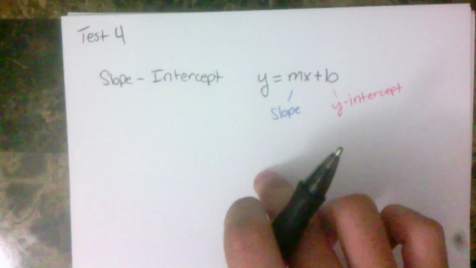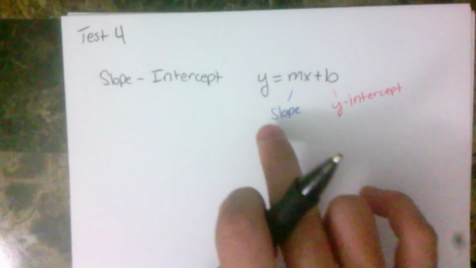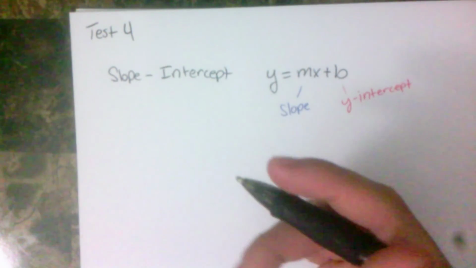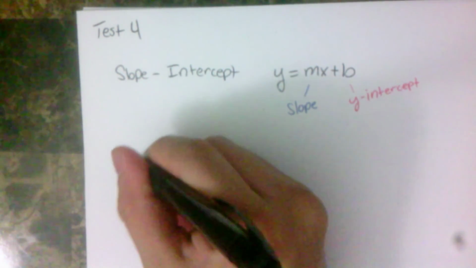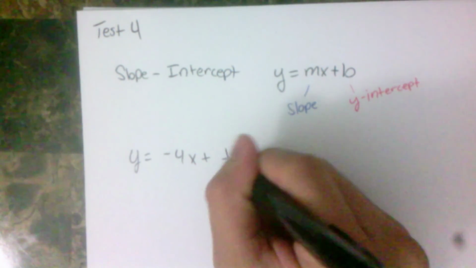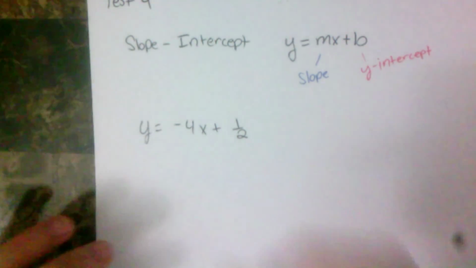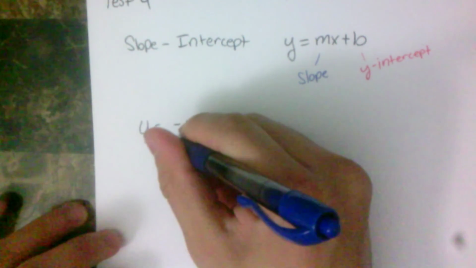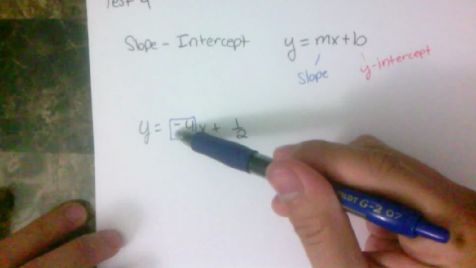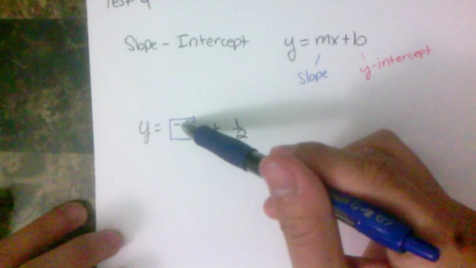On this test, keep in mind, when you write your slope, it should just be a number. When you write your y-intercept, it should just be a number. So your slope should not be 3x, it should just be 3. Let's go ahead and go over that again. So given a simple equation, let's go with y equals negative 4x plus 1/2. What you have to remember is that the slope is always that number that's right next to the x. So your slope here would be negative 4. Remember, you do have to include the sign. You do not include the x. It's just the number next to the x.